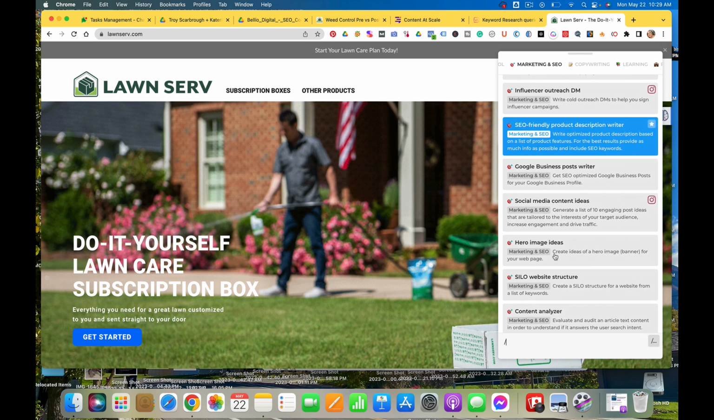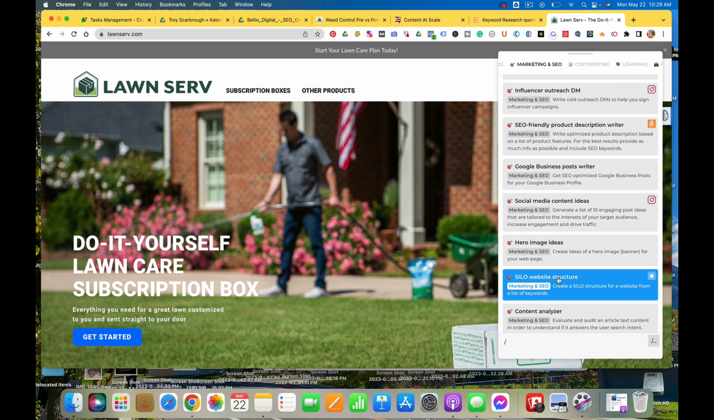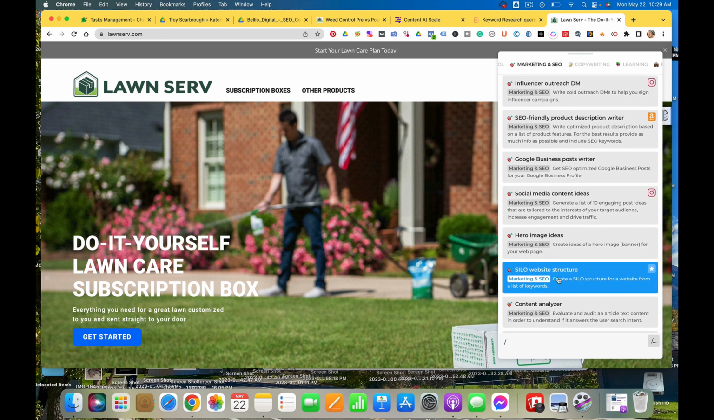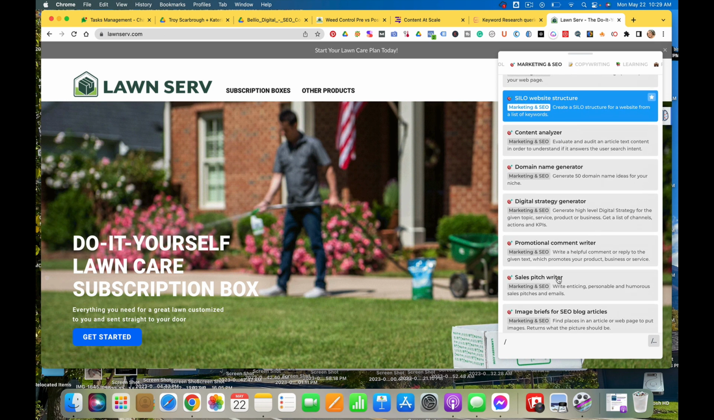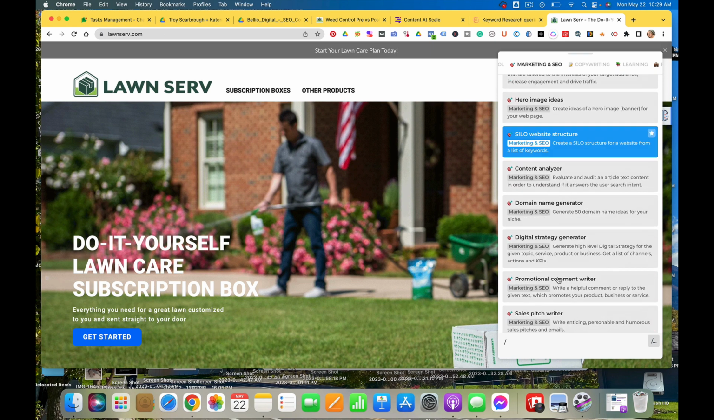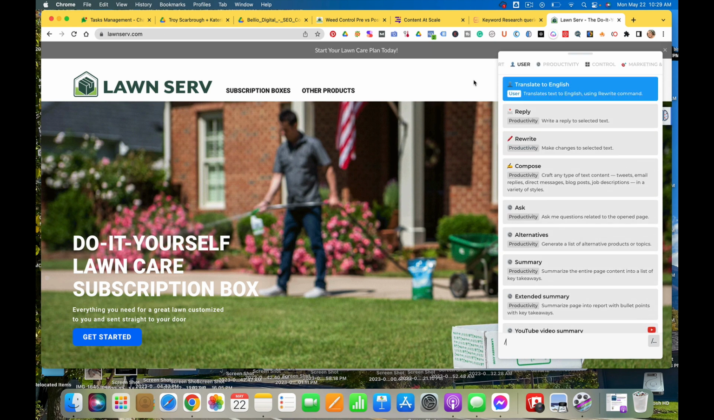So we can do a silo website structure, which is very important. So we put in a list of keywords and get a silo. Now, let's go back. So this is a very good tool and it's easy and it just adds to your Chrome bar.